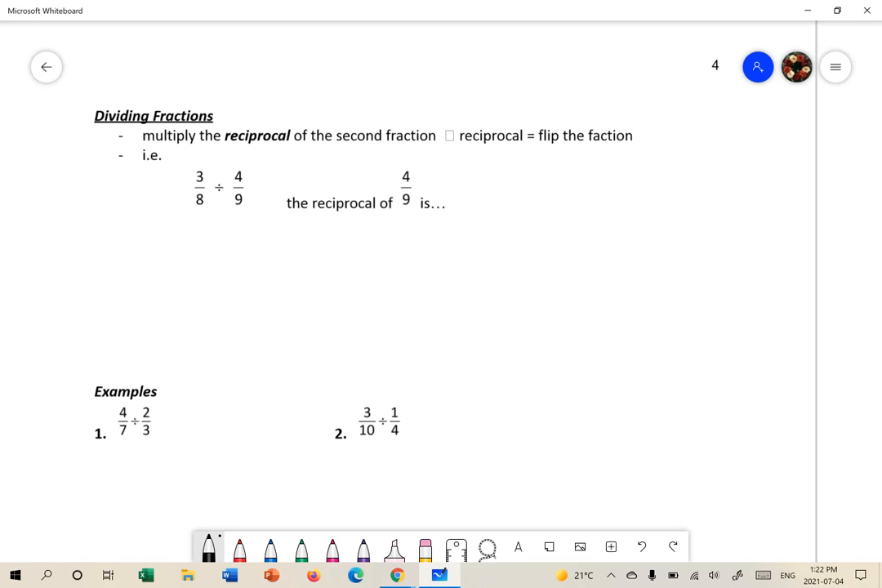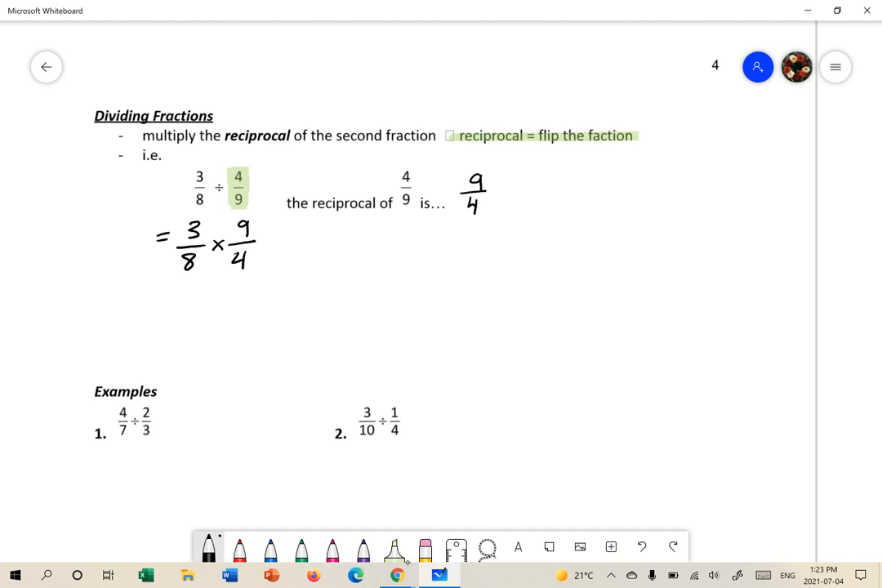When dividing fractions, we need to take the reciprocal of the second fraction. And remember that reciprocal means to flip your fraction. Okay, so here, 3 over 8 divided by 4 over 9, we're actually going to take our second fraction, 4 over 9, and we're going to take its reciprocal, flipping the numerator and denominator. So instead of 4 over 9, it's now going to be 9 over 4. And instead of division, it's now going to be multiplication. So this can actually be rewritten as this.